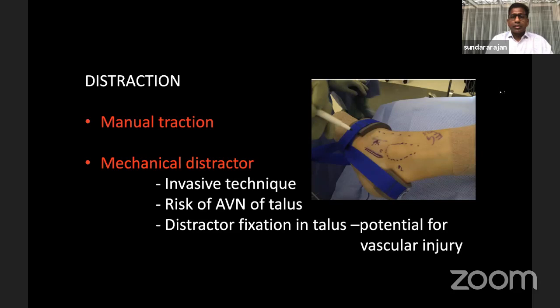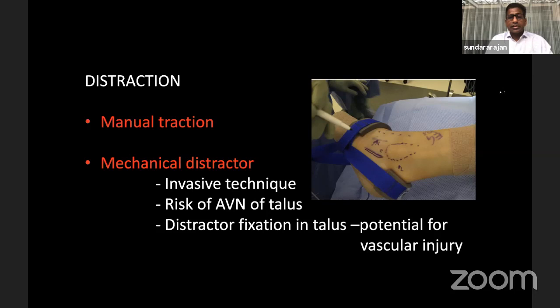Some of them use fixed traction. Some of them use straps and tie them over their waist and pull for the traction. But I usually use an assistant to pull, which is more convenient for me, because when I use the strap, I am not comfortable. And if you use excessive traction, that can result in some injuries, so you have to be very careful.